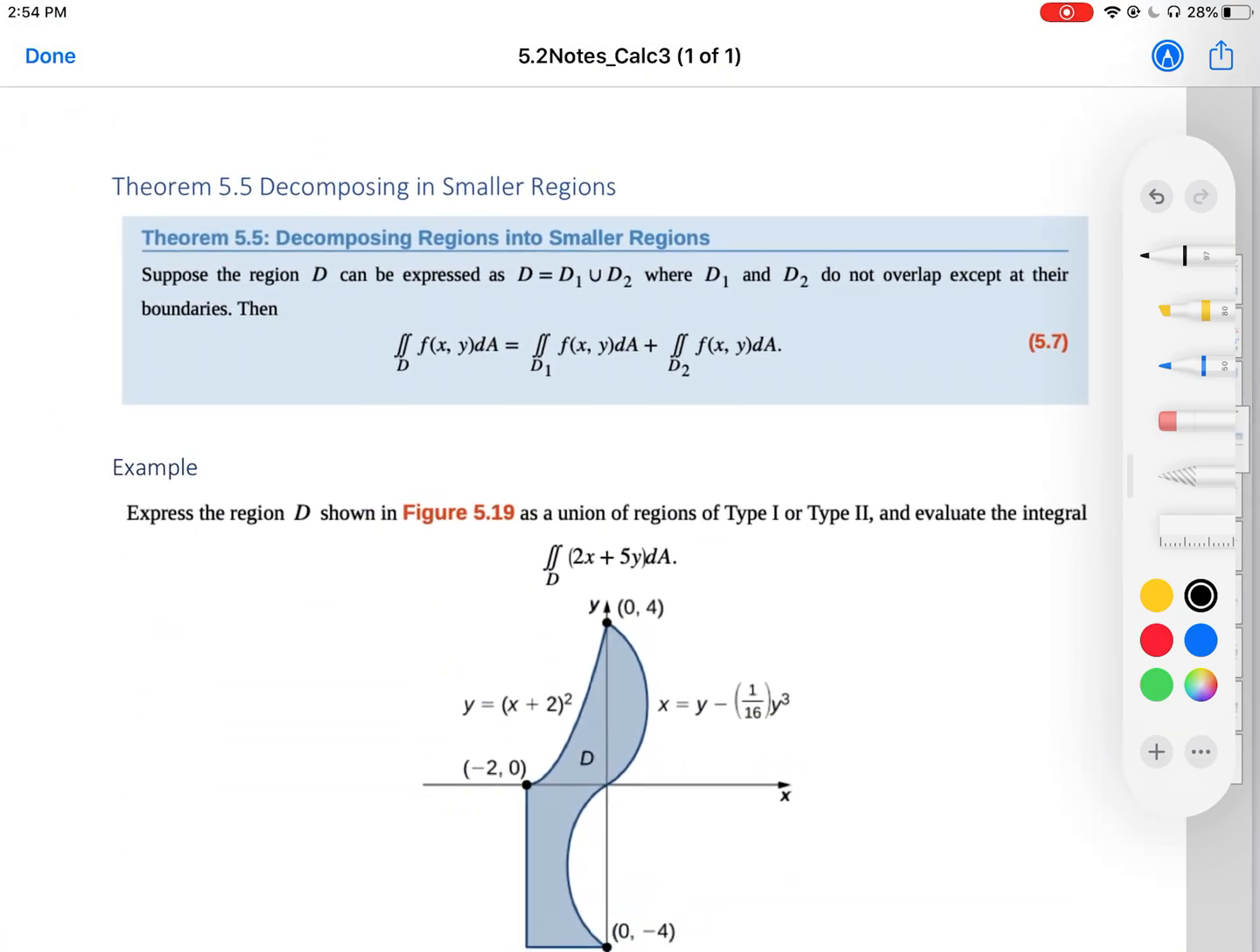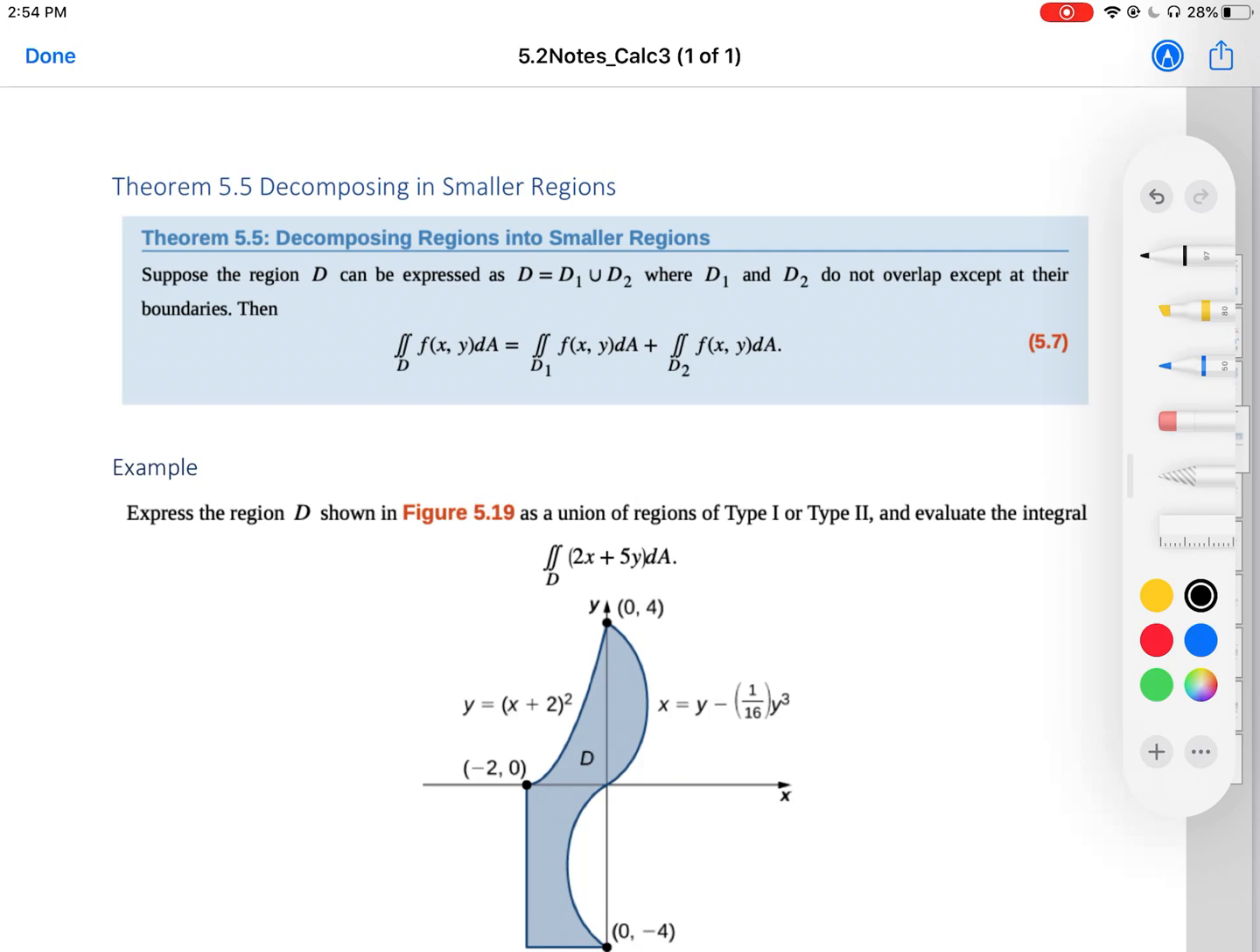Then in 5.5, decomposing in smaller regions. Suppose D can be expressed as D is equal to D1 union D2, where D1 and D2 do not overlap except their boundaries. Then what it's saying is you can split up your integration based on different boundaries, different cutting points, I guess you can say.